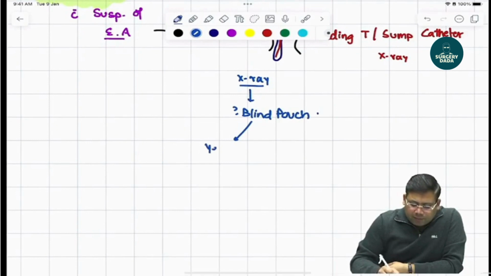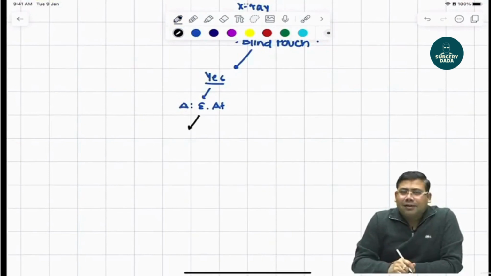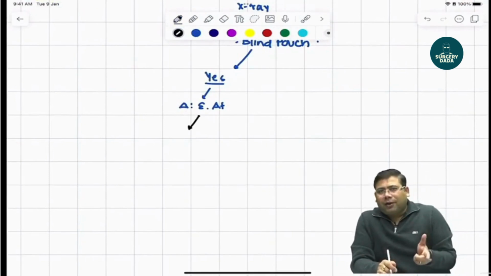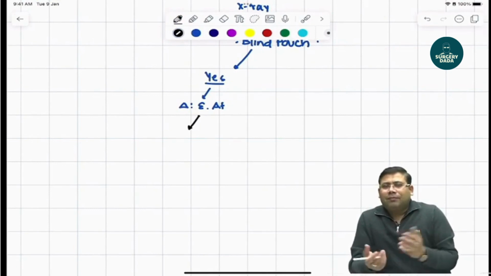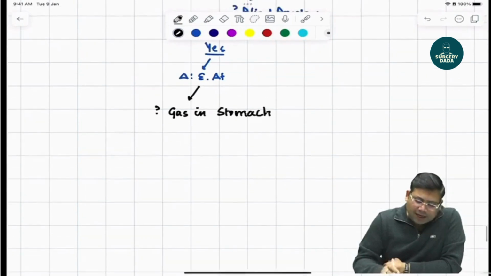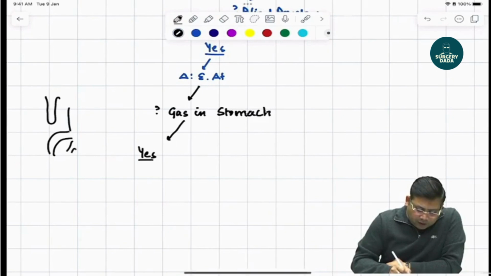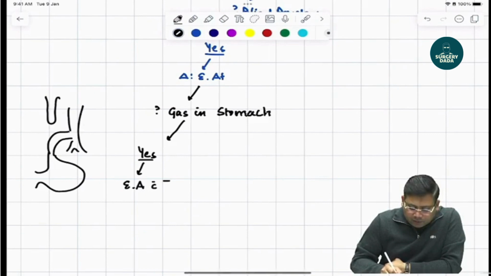If you are seeing a blind pouch, students, one thing is confirmed, the diagnosis is esophageal atresia. Now once you confirm that it is atresia, you need to understand whether it's a pure atresia or atresia with TEF. So the next is the gas in the stomach. This is very important. Is there any gas in the stomach? If the answer is yes, it is only possible in case of what, students? Distal type of TEF, and that is the reason you say that this is esophageal atresia with TEF.